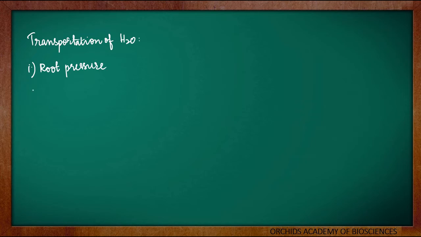Now let us discuss how the water is transported in the plant, and also how the food which is produced in the leaf is transported to various parts of the plant. First, let us start with the transportation of water. For transportation of water, we will study two theories. First one is root pressure theory, and second one is transpirational pull.